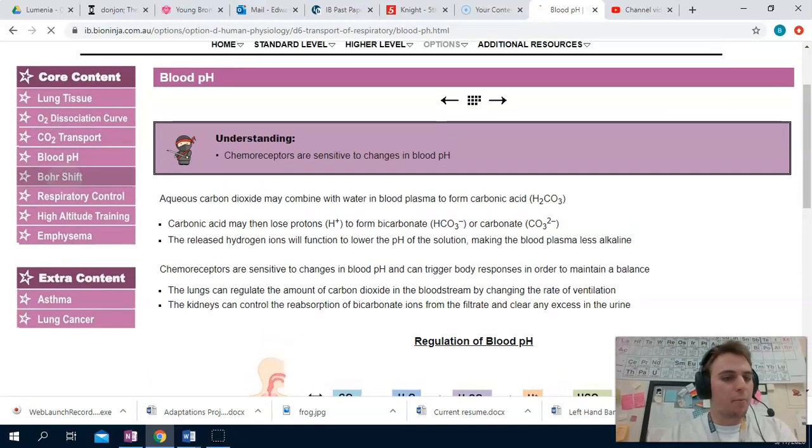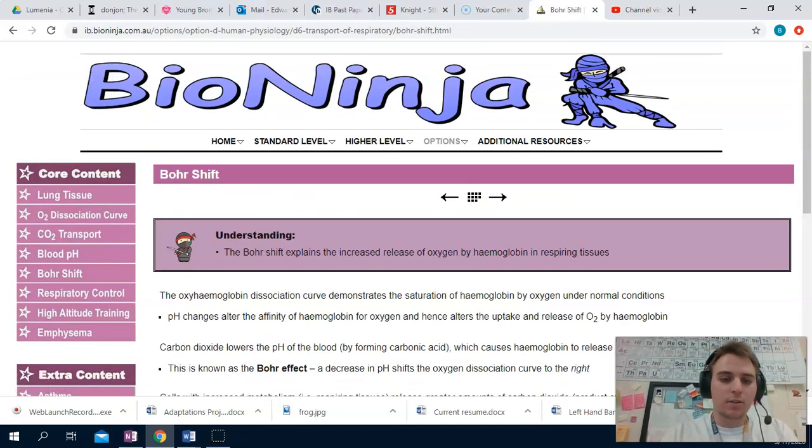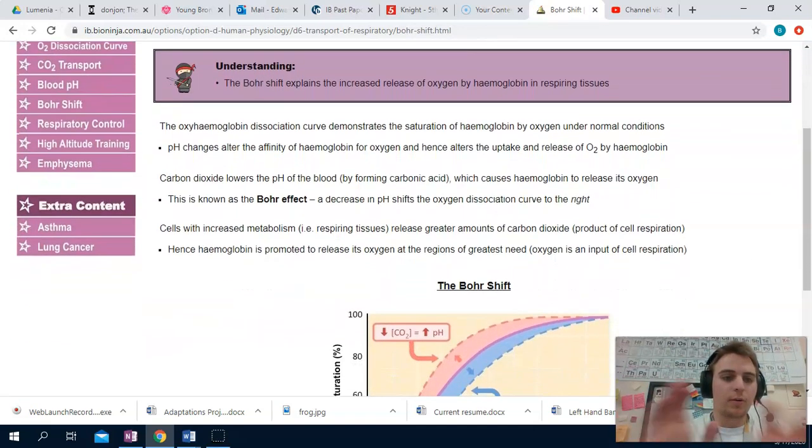Next we're going to talk about the Bohr shift, and this goes along with our oxygen dissociation curves. The dissociation curve we already talked about, but what's really important is that blood pH can affect how that curve looks or how hemoglobin operates. Carbon dioxide lowers the pH of the blood. That causes hemoglobin to release its oxygen. In a more acidic environment, hemoglobin releases its oxygen. This is known as the Bohr effect, and you will absolutely need to know that. This decrease in pH shifts the oxygen dissociation curve to the right.